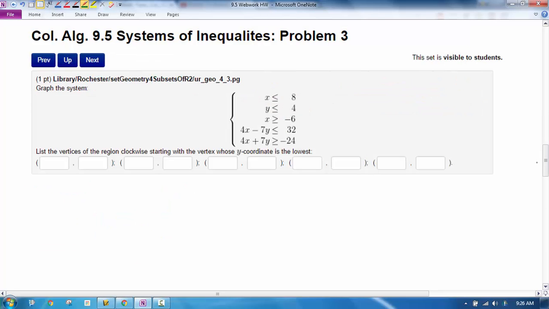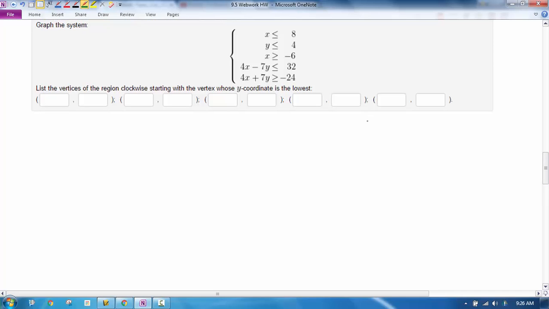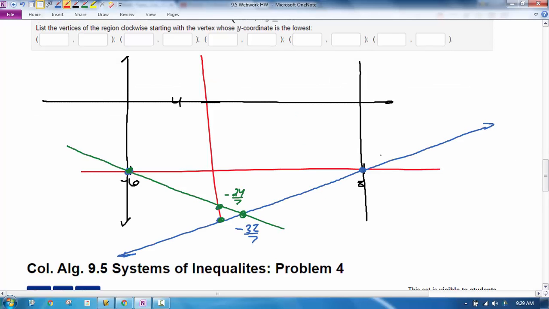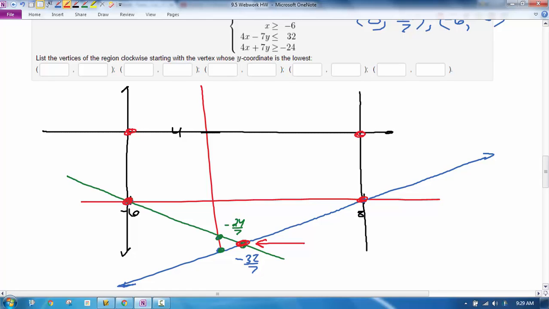Okay, same thing for the next problem. I'm going to pause it and graph this region. It's a tough one to graph, and I'll show you how I did it. Okay, so here's all the lines graphed. You can see these are going to be all my corner points that I'm going to need to find. The only tough one to find really is this one here, because it's the intersection of these two lines right here. So I'm going to do that first.